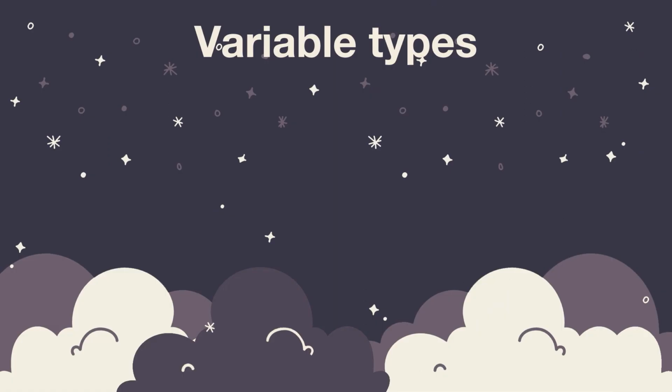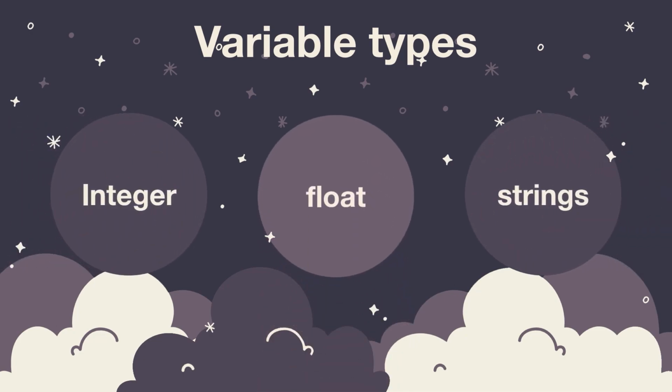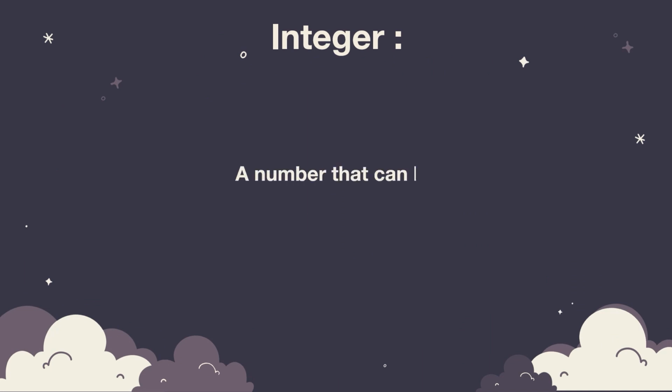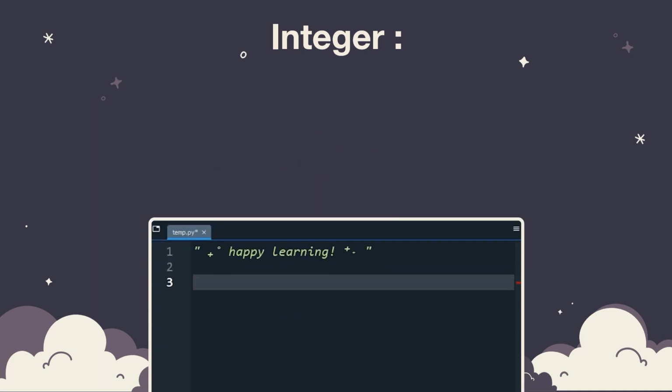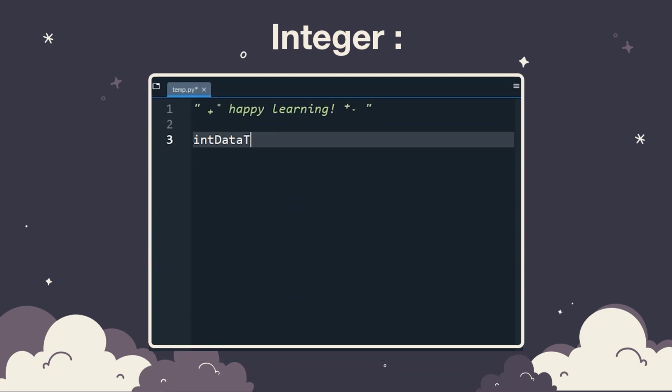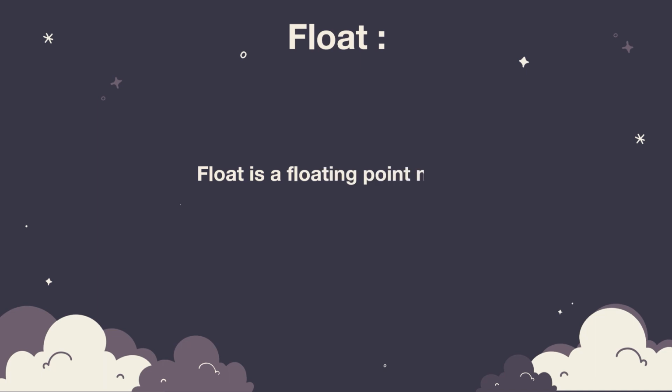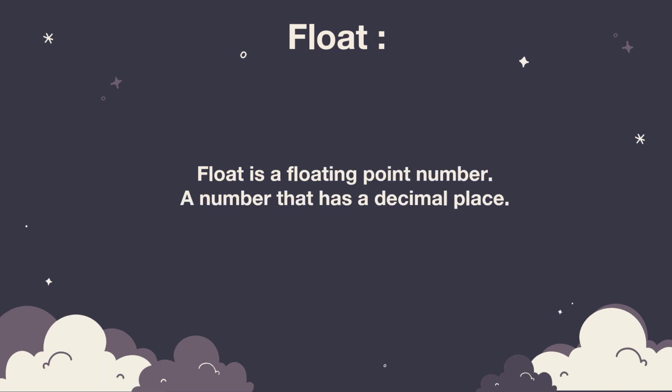Now, variables in Python come in multiple different types. We have integers, floats, and strings. Integer means a number that can be positive, negative, or zero. For example, integer data type: 1, 2, 4, -8, and 0. Integer basically means numbers. Floats is a floating point number, a number that has a decimal place.